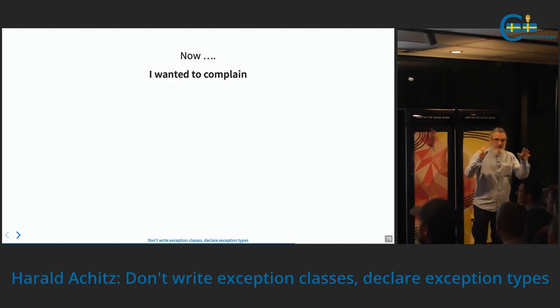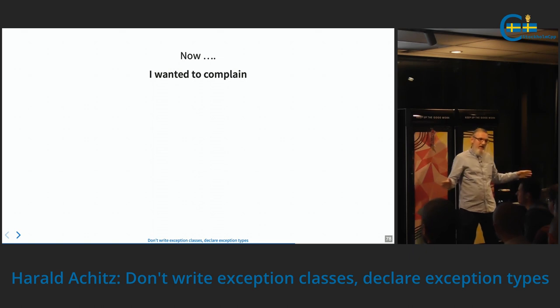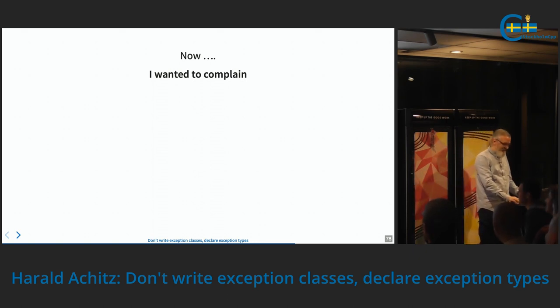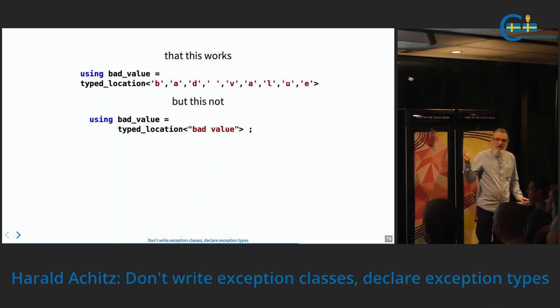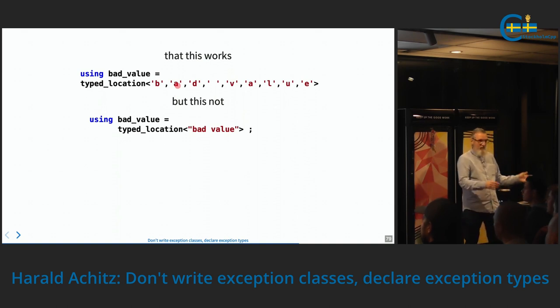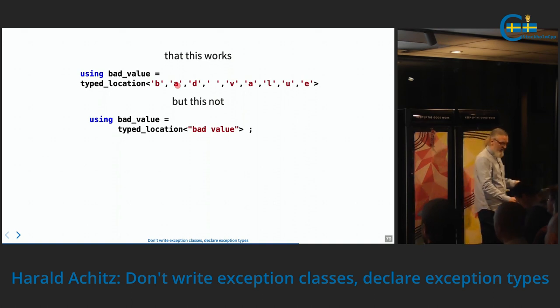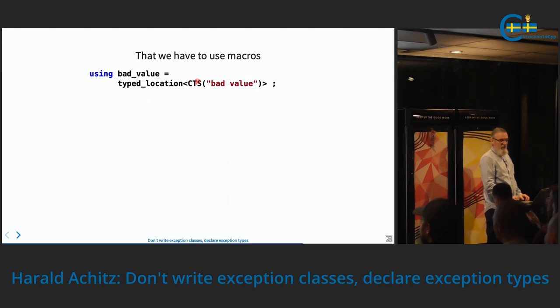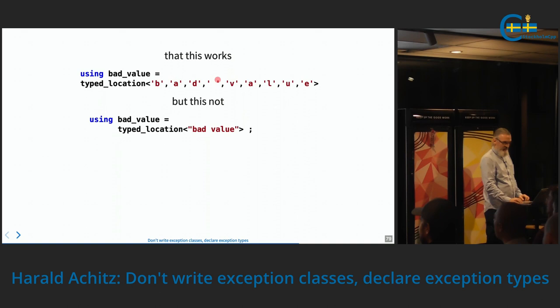And at this point of the presentation, originally I wanted to complain about other things we don't have, right? Because actually this bad value, I should be able to put it just as a string in, as a text in. And there's no way to do this today. We can do something like this, and under the hood, it will be an initializer list. So what is the solution today for this? It's of course macros, right? So we put the macro in front of this. This will translate the text into something like this.